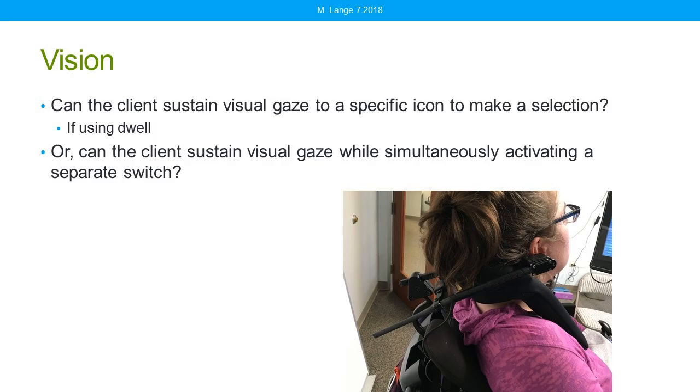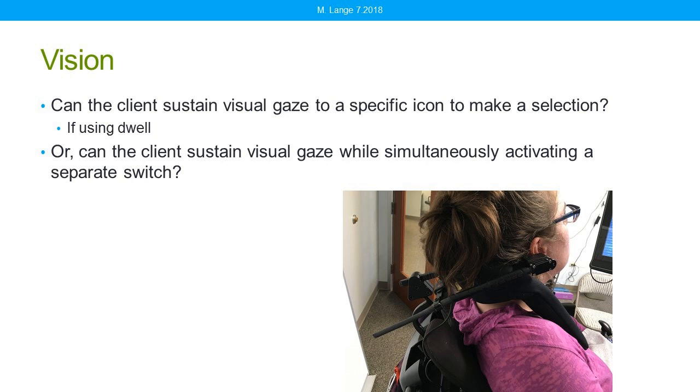And then finally, the client has to sustain their gaze. So first they need to have enough acuity to see the desired selection. They need to be able to move their eyes or track smoothly, possibly, over to that selection, and then sustain that gaze. If they can sustain their gaze, we can use dwell.